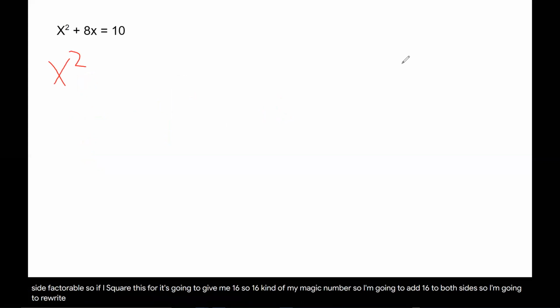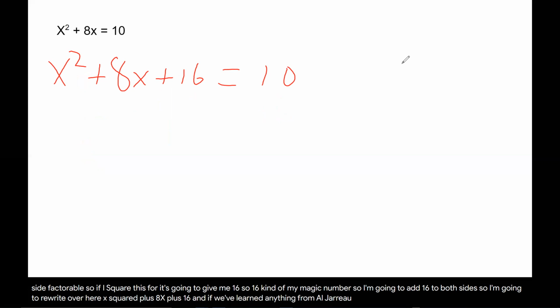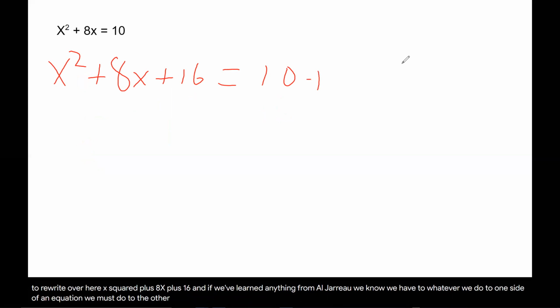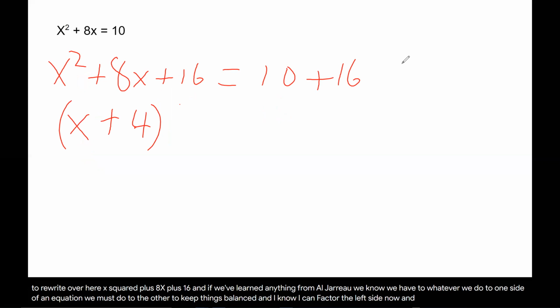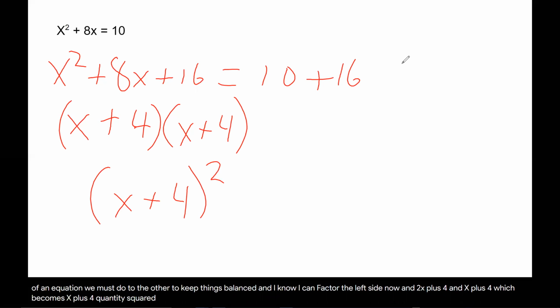So I'm going to rewrite over here, x squared plus 8x plus 16. And if we've learned anything from algebra, whatever we do to one side of an equation, we must do to the other to keep things balanced. And I know I can factor the left side now into x plus 4 and x plus 4, which becomes x plus 4 quantity squared. And the right side is just going to be 26.